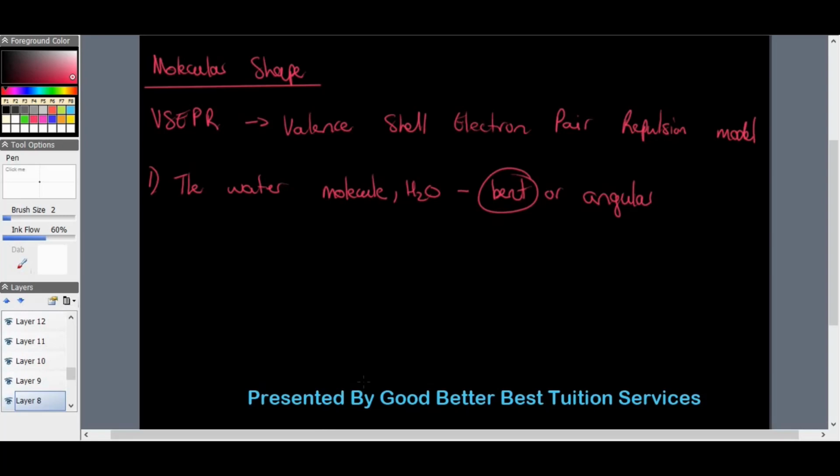Okay, so with water, we know we have two hydrogens bonded onto a single oxygen. Single oxygen with two hydrogens bonded onto it. So two bonding pairs exist, and two lone pairs also exist in the valence shell of oxygen. And this is how it would look.